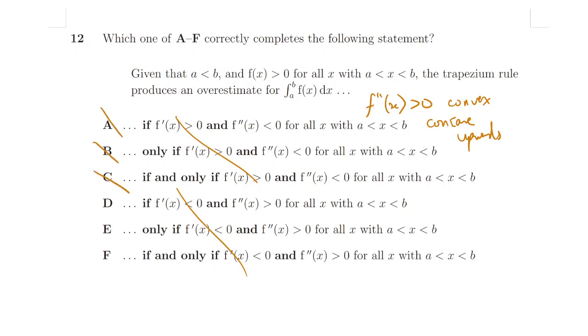So let's look at D, E, F then. We know that the first derivative can be greater than 0 or less than 0. It doesn't matter. So f'(x) can be greater than 0 or less than 0. Let's have a look at D, E, F then. So if this and this, for all x with a less than x less than b, will we produce an overestimate? Yes, because f'(x) can be both greater than 0 or less than 0. So it is sufficient.